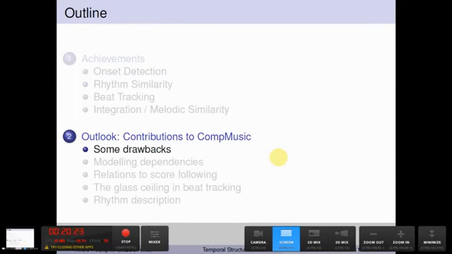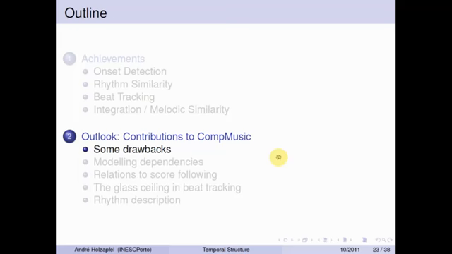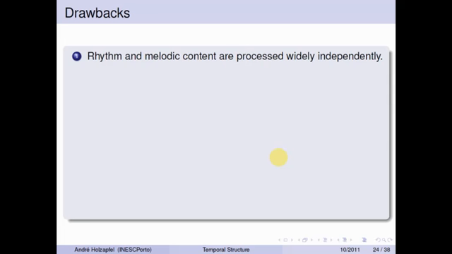Okay, so let's go now back to the future. Some drawbacks. As you saw from the structure, rhythm and melodic content are processed widely independently. So I think, and also some reports from psychoacoustics show that melody, the structure of a melody clearly influences the perception of rhythm. So there should be some earlier fusion. These things influence each other.